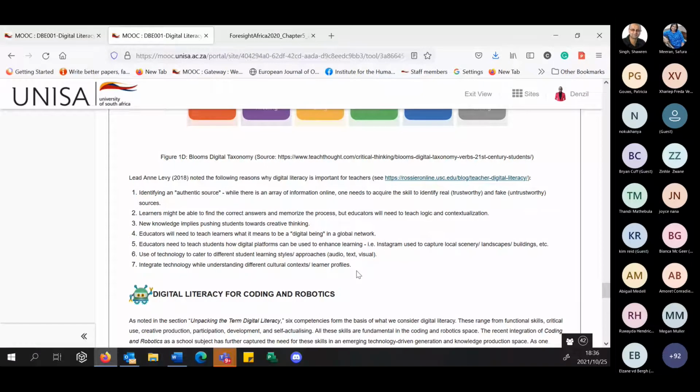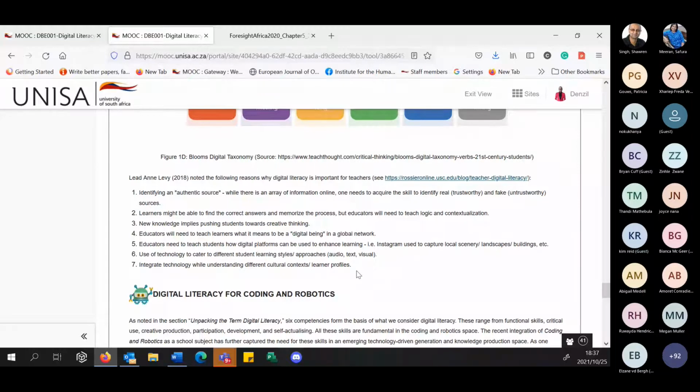Educators need to teach students how digital platforms can be used to enhance learning, right? Remember, for example, Instagram is used typically to take photos, right? Typically photos, and many people use it to post their own photos, to create their own galleries. Some people use it for commerce, for putting their products up. But there's also a way of capturing local scenery, landscapes, buildings, and using this as a way to curate local knowledge, using the exact same platforms that are used for these other social spaces.